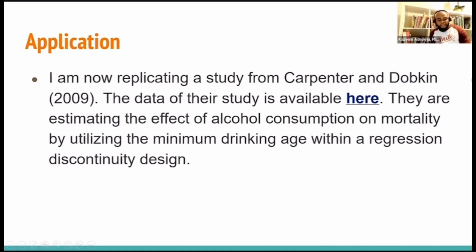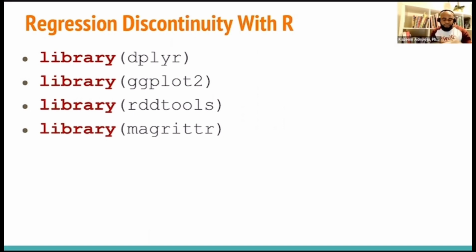Like I said, in this study I'm going to use the data set used by Carpenter and Dobkin in 2009. They were trying to estimate the effect of alcohol consumption on mortality by utilizing the minimum drinking age within the regression discontinuity design. Because we're talking about the United States, the minimum drinking age has to be 21, which serves as the threshold. If you want to do this in R, we need to load packages, which is what I'm displaying now.